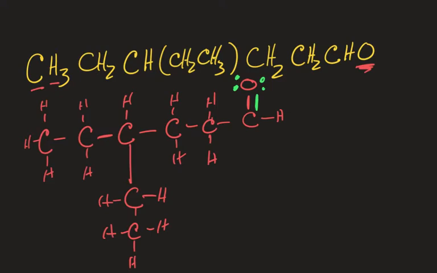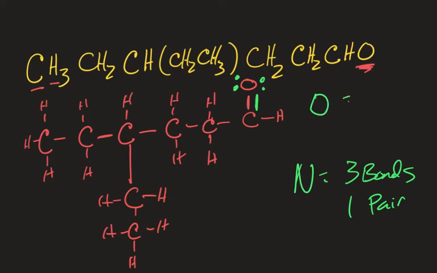Nitrogen has how many bonds usually? 3, right? So nitrogen is 3 bonds. How many pairs of electrons? 1 lone pair, right? So that's the common thing that we see. Oxygen, we just said, was 2 bonds, 2 pair. So those are what we commonly see, okay? Any questions on that?